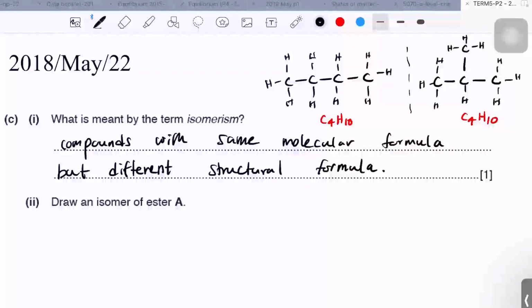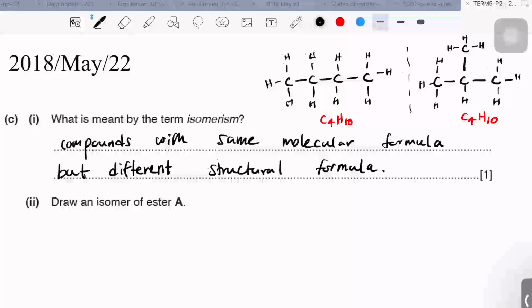Isomerism is the process of making isomers. If we write the definition of isomer, that's it, but we did learn isomerism. Isomer and isomerism, same thing. But we should know the process in detail, right?